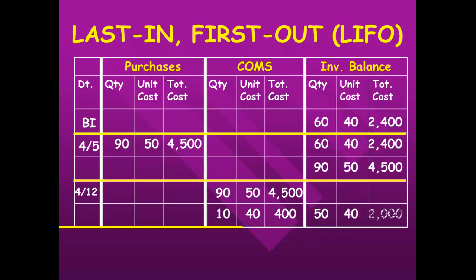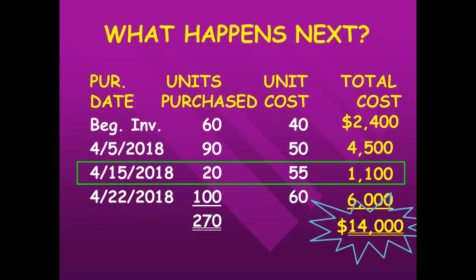50 at 40. How about my 90 at 50? How many of those do I have left? They're all gone. So all I have left now are 50 units at $40 each. Okay, that was on the 12th. Date-wise, what's next? On the 15th, I buy 20 units at $55 each.